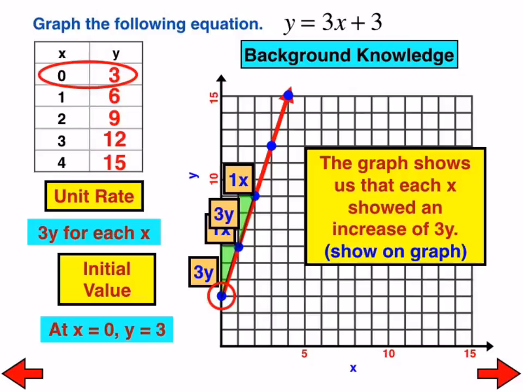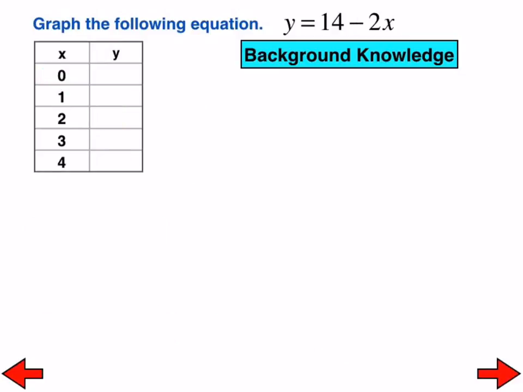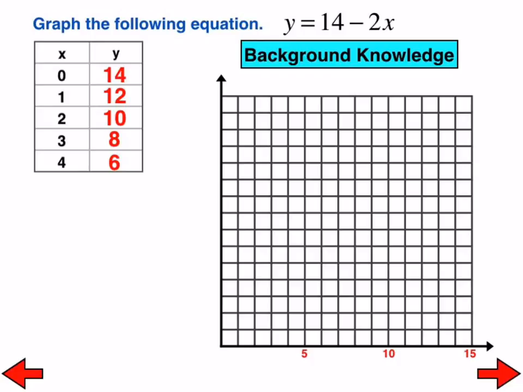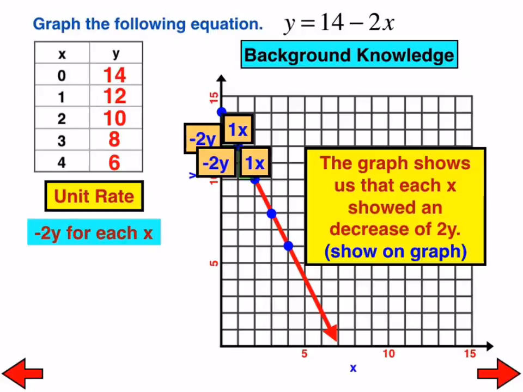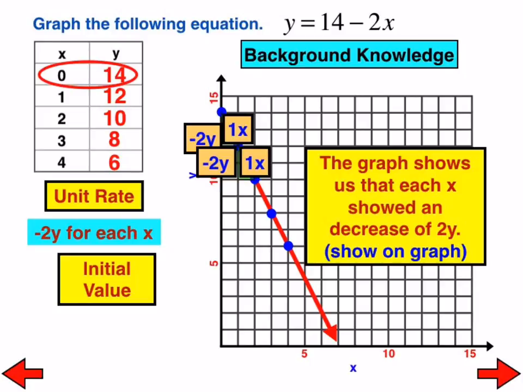So we had some graphs that went uphill from left to right. And then we had some that went downhill from left to right, like this one. So we fill in our table based on y equals 14 minus 2x. Scaled our axes. Plotted the ordered pairs. And this one is going downhill from left to right. And in this one, we are basically dropping or decreasing 2 y's for every 1 positive x, all the way down the graph there. And that gives us our unit rate. And then our initial value is when x equals 0, y is equal to 14. You can see that in the table and on the graph, and that's our initial value.